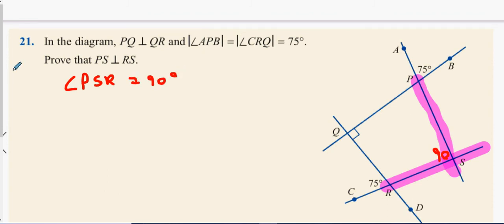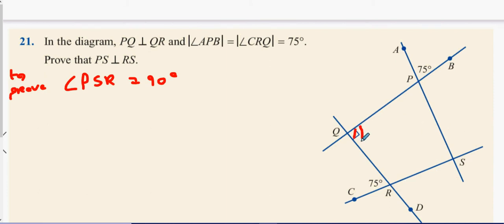PSR equals 90 degrees. So that is the goal of my question. Okay, so next, first thing we can say is I can rename them angle 1, angle 2, angle 3, and angle 4, where angle 3 equals 90 degrees. This stops you having to write down all those big names. So what I can say is angle 1 equals 90 degrees.